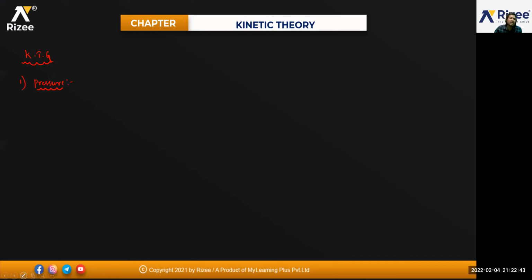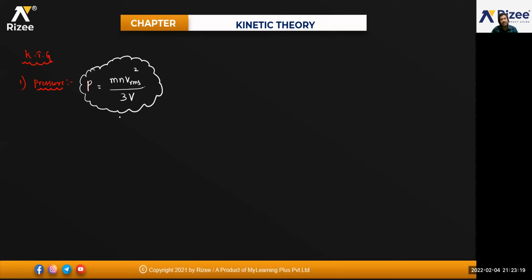When a gas is taken in a cubical container, it exerts pressure on all the sides of the container. I'm directly writing the relation for this one. Pressure exerted by the gas in a closed container will be equal to how much? P is equal to m n v_rms squared divided by 3 V. So this is your P.